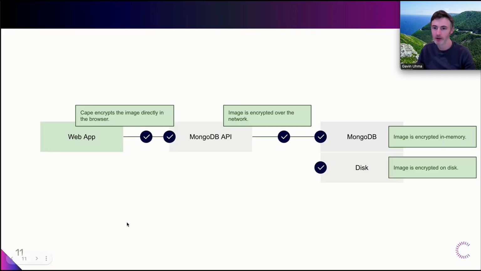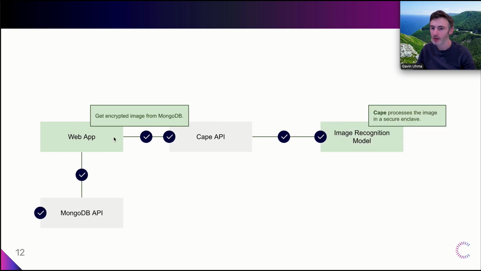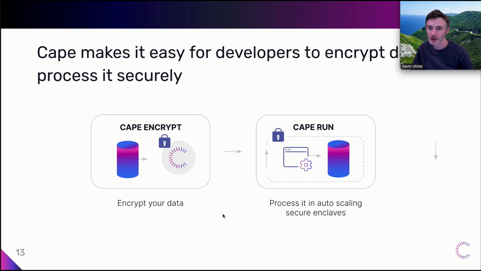So in review, when we're sending the data to the MongoDB API, we're first client-side encrypting it, so it's protected over the network, it's protected in memory, and it's protected on disk. And then finally, when we want to process it, we can pull it out of Mongo. That encrypted image is sent directly into the secure enclave to be processed. And so we have end-to-end confidentiality, and we're providing a useful feature to our end user.